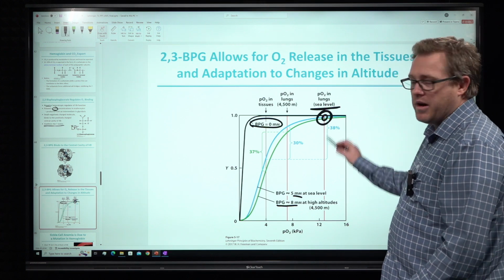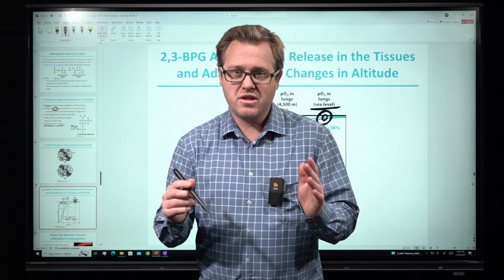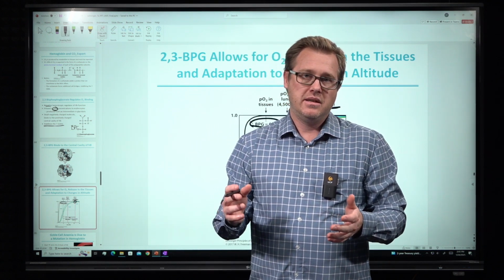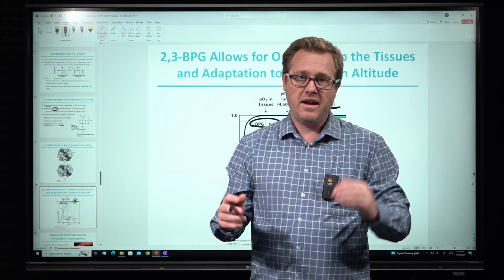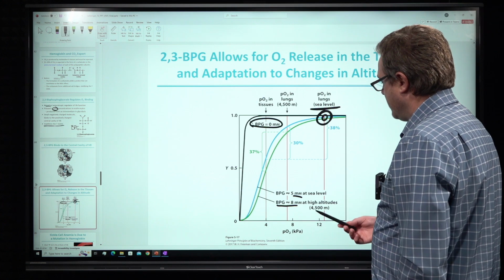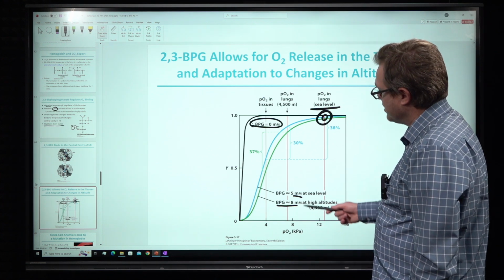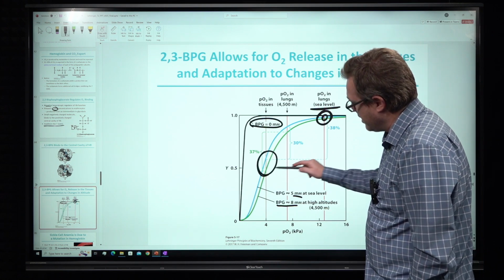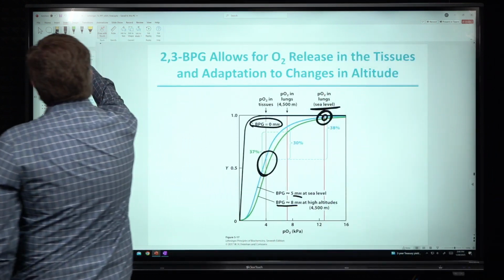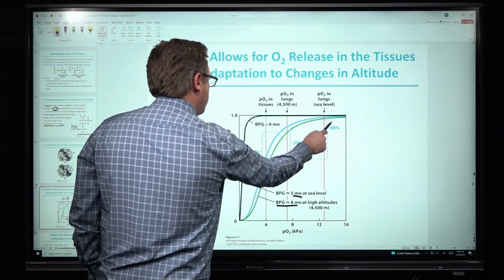So that's not where we want to focus our attention, because remember, I just talked about how we want the release of oxygen in our tissues to be the same depending on your altitude. So what we really have to focus our attention on is the release of oxygen. Okay, so the release of oxygen in our tissues at that point right there. Okay, so let's clean this up a little bit here.